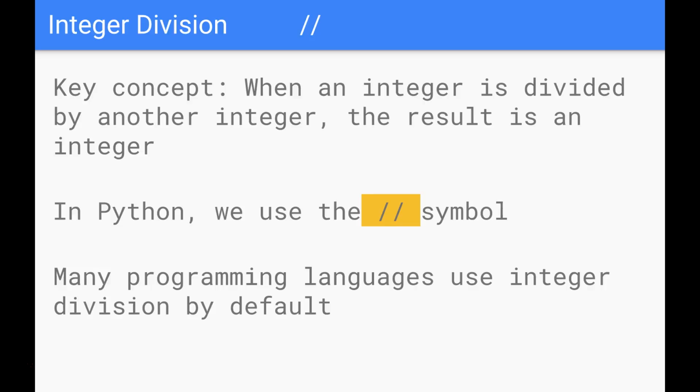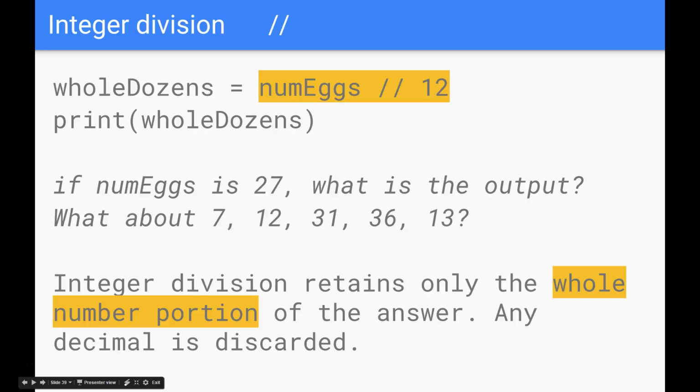Even if there is a decimal place after that, it will simply be truncated or left off, and you'll just have the integer. So as an example here, imagine we're trying to work out the number of whole dozens we have in terms of a number of eggs. So if we had 27 eggs, and we put it into this Python code that we have here, we'd have 27 integer division 12, and the result of that would be stored in whole dozens. Now 27 divided by 12 is just a little bit over 2.